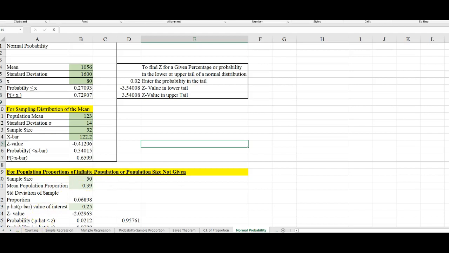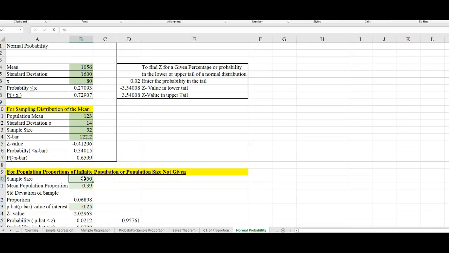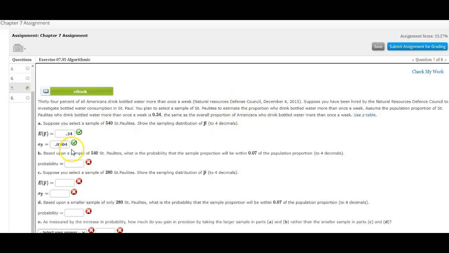They do tell you the sample size. If you recall, the sample size was 540. So we use the tool, 540, the mean population proportion, or the expected value for the population proportion, 0.34. So that gives us 0.02039 as our standard deviation of the sample proportion. We were asked to round this to 4 decimal places, so that rounds to 0.0204.